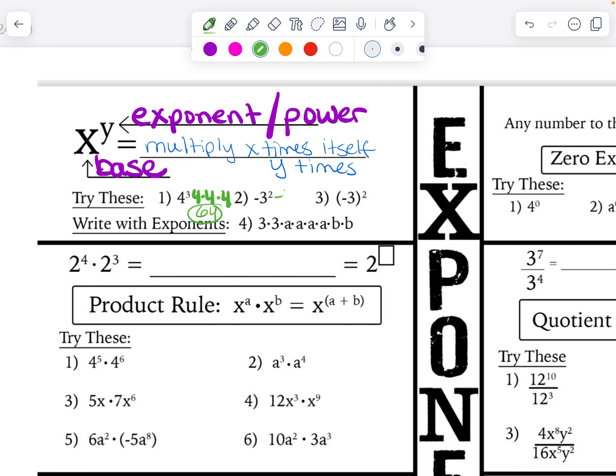The next example says negative 3 squared, so we're doing negative 3, and then the 3 is multiplied by itself twice, which is negative 9. Now that one's different, example 3, because example 3 is saying that we're doing everything in parentheses times itself, which equals, of course, positive 9.